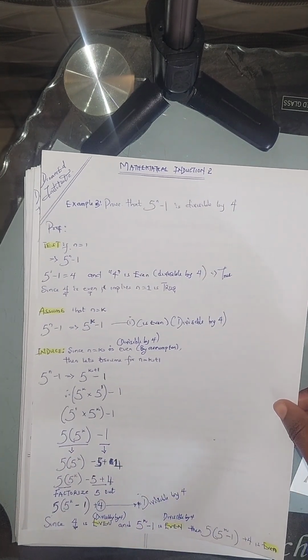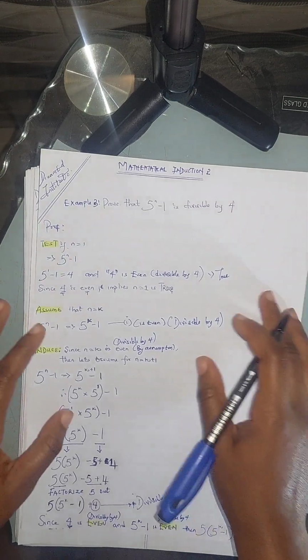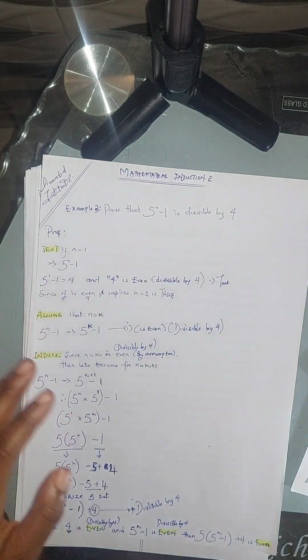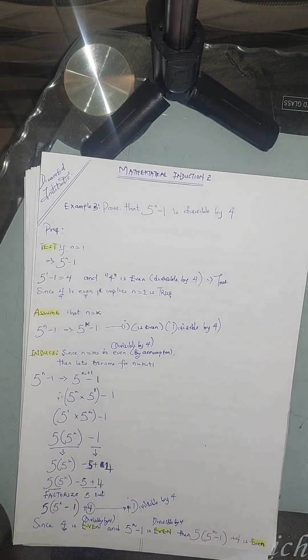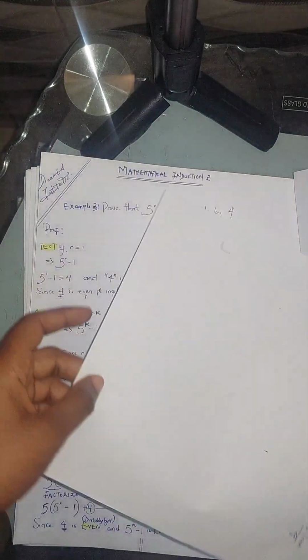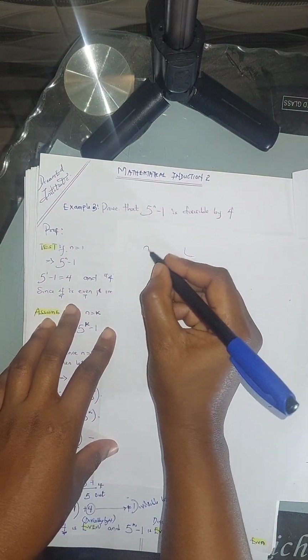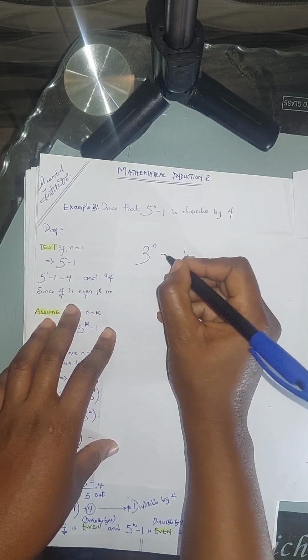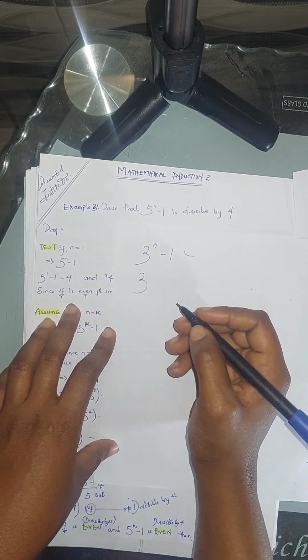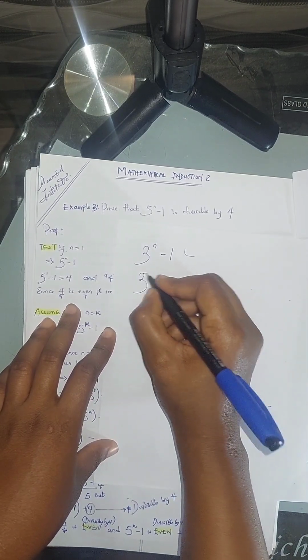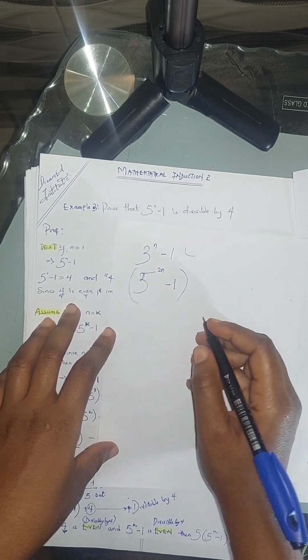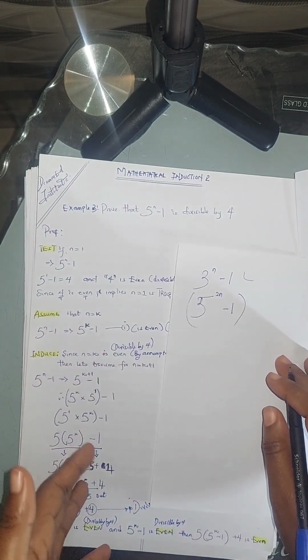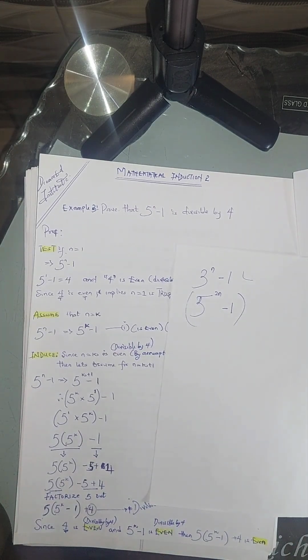There's another question that I might want you to try. You can try 3 raised to the power n minus 1, or rather 5 raised to the power 2n minus 1. So it's still the same exact steps. You're going to get it. And if you have any question, please reach out to us.